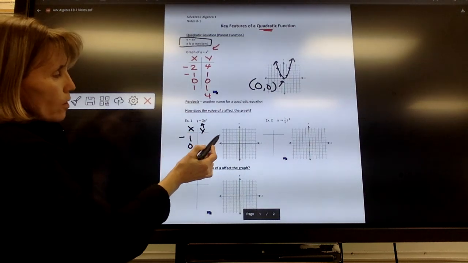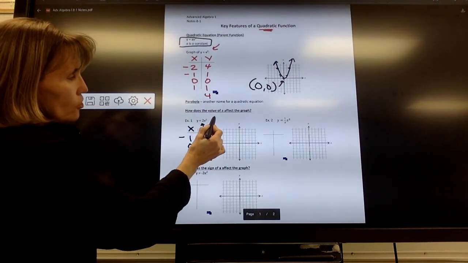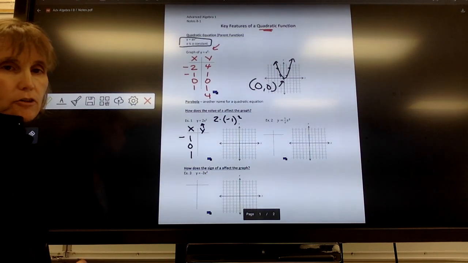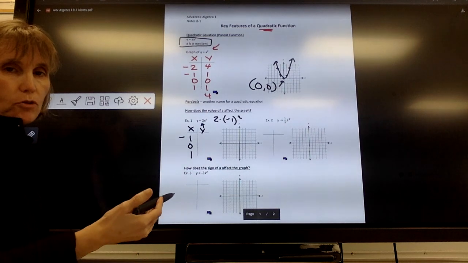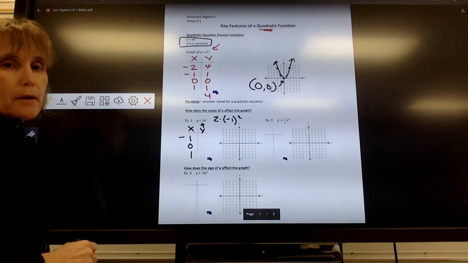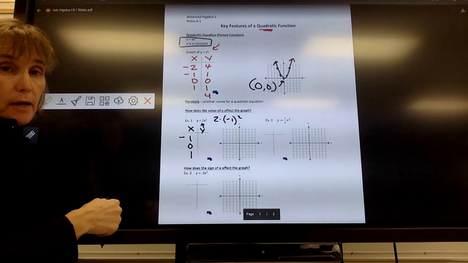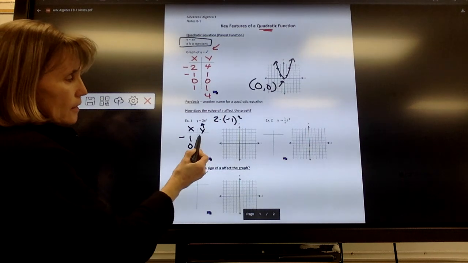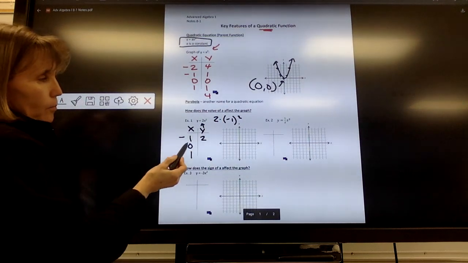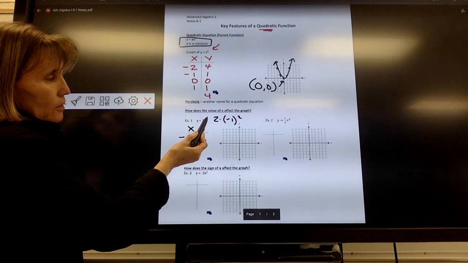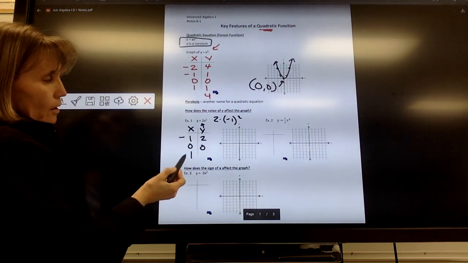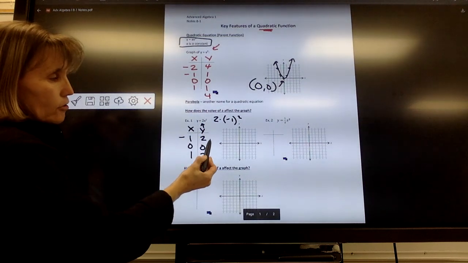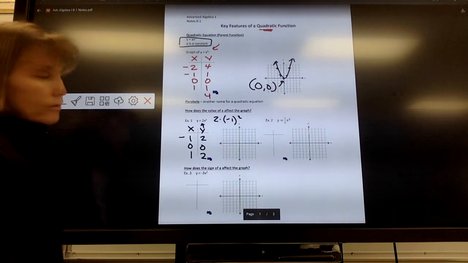So if I put in a negative 1, I would have y equals 2 times negative 1 squared. Now when you evaluate that, do you multiply the 2 times the 1 first, or do you square the negative 1? Think of PEMDAS. PEMDAS says we do exponents first. So I'm going to square the negative 1, that makes a positive 1, and then take it times 2. When I put a 0 in here, 0 squared is 0, times 2 is still 0. When I put a positive 1 in there, I square the 1 first, then I take it times 2.